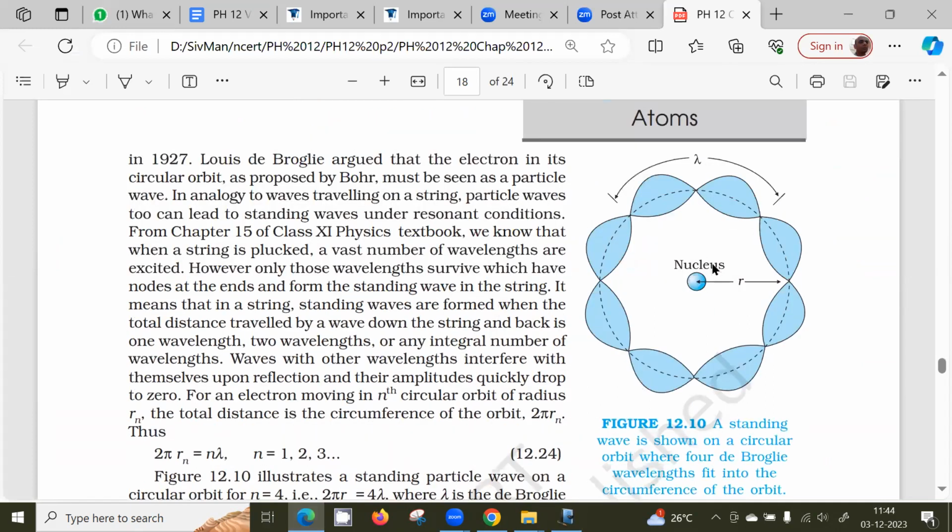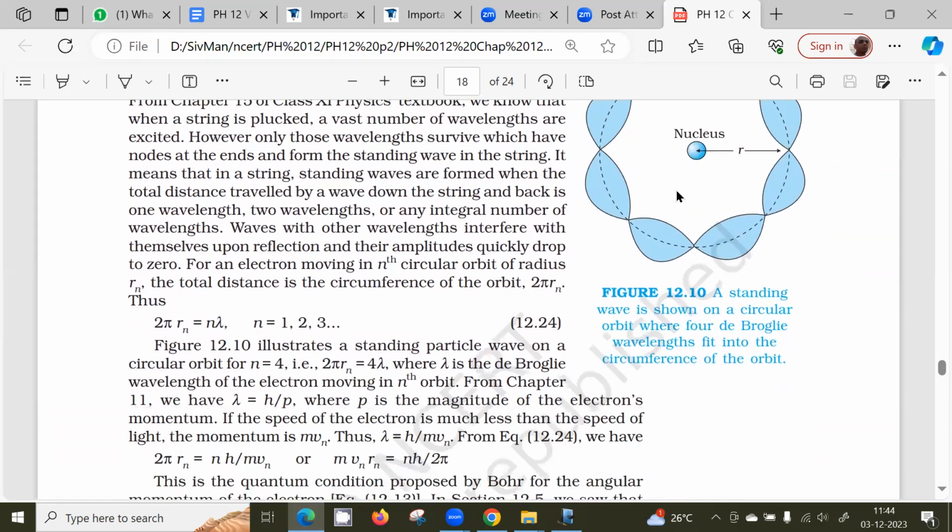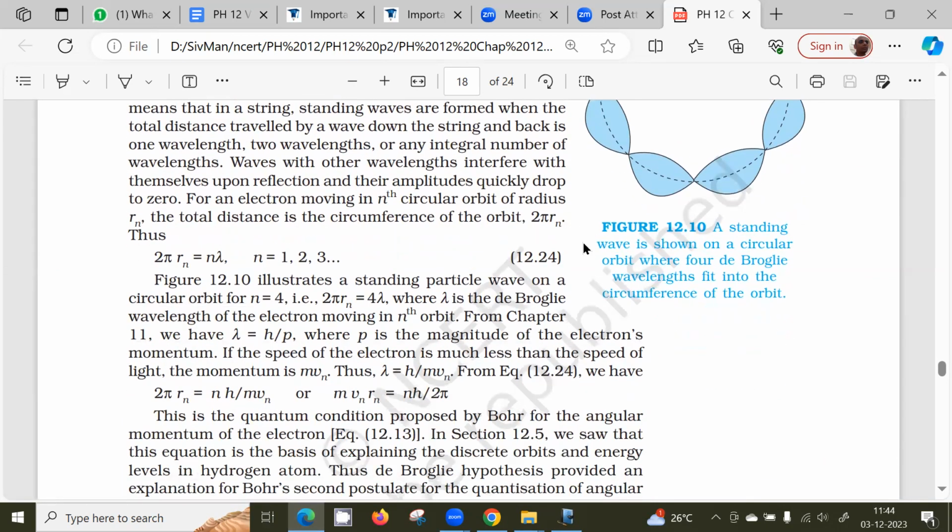That's why they showed it here. This is 1, 2, 3, 4. Here this is n equal to 4. So there are 4 wavelengths in this circumference. This is the first wavelength, the second one, the third one, the fourth one. So this corresponds to n equal to 4. So this is another interpretation of Bohr's postulate.